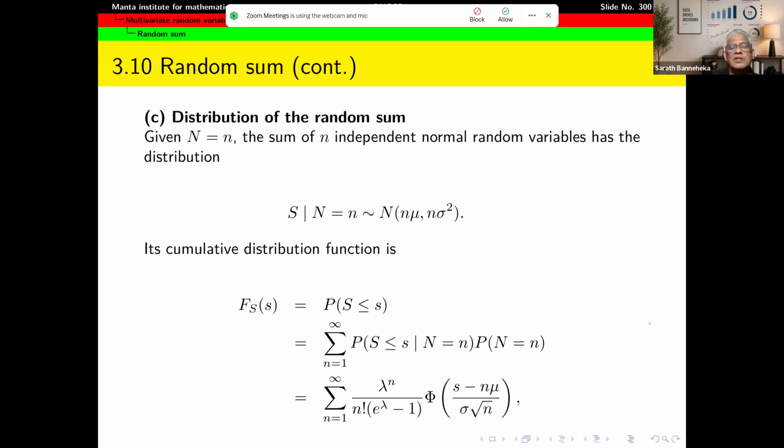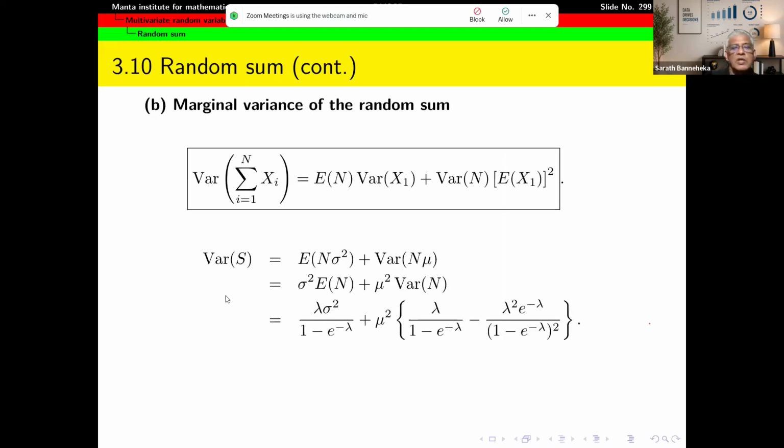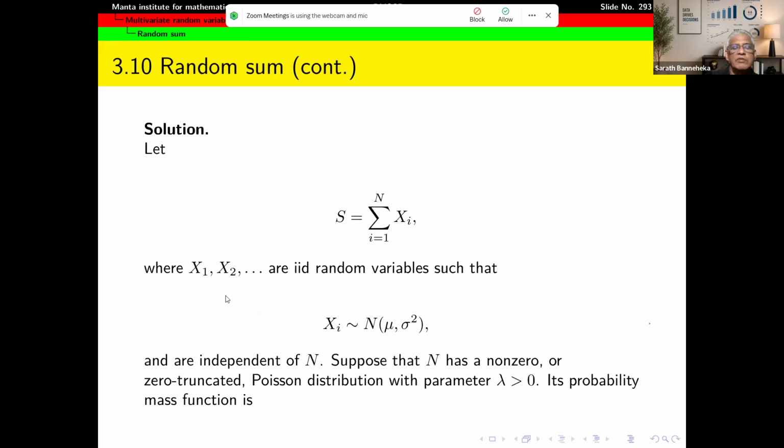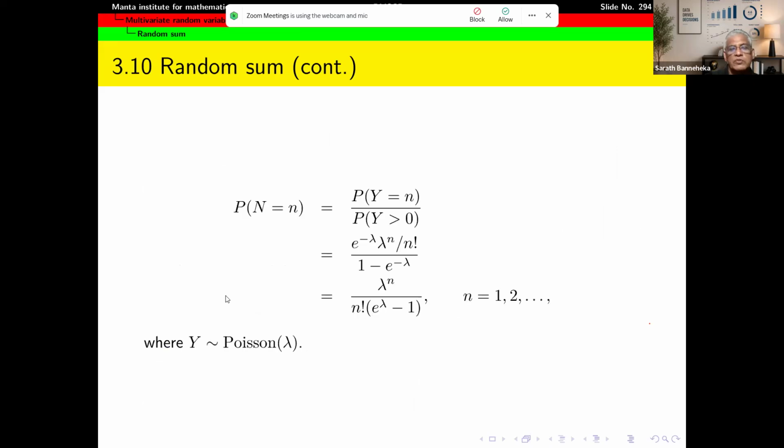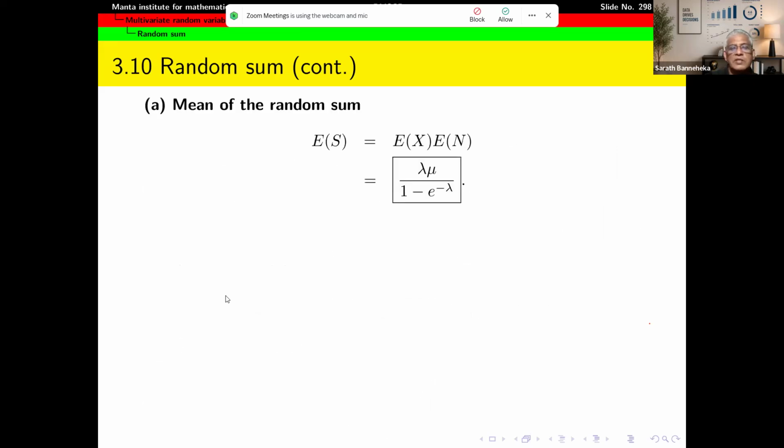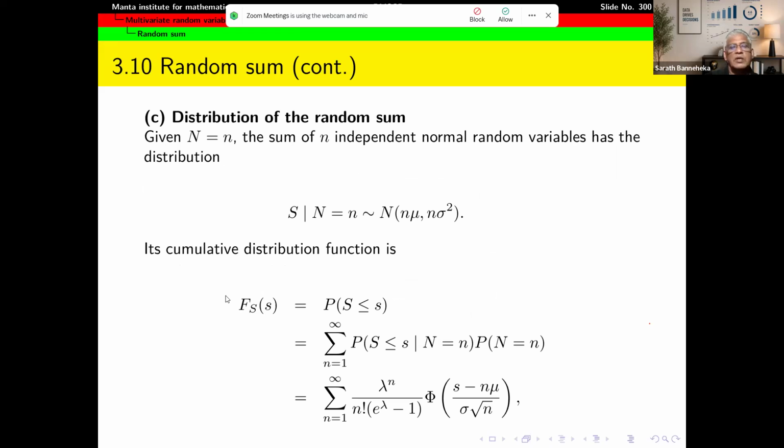But let us derive the distribution of S also, just out of interest. The question actually didn't ask us to derive it. It only asked us to simulate and see whether, well, actually, yes, it does, because it asks us to compare the theoretical one with the simulation, and derive the distribution of the random sum also. Is it normal? They are asking whether it is normal also. Okay, so let's derive the density function of S here.